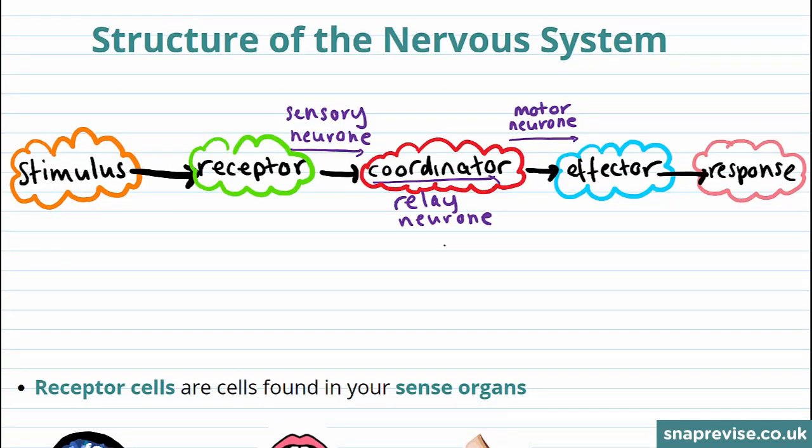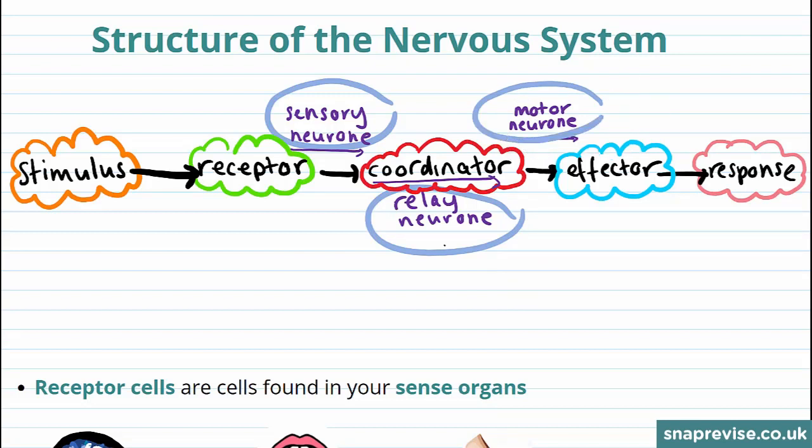There are specific nerves that transmit information from the receptor to the coordinator, and these are called sensory neurons. The relay neurons transmit information from the sensory neuron to the motor neuron, and these are in the coordinator. The motor neuron transfers information from the coordinator to the effector.